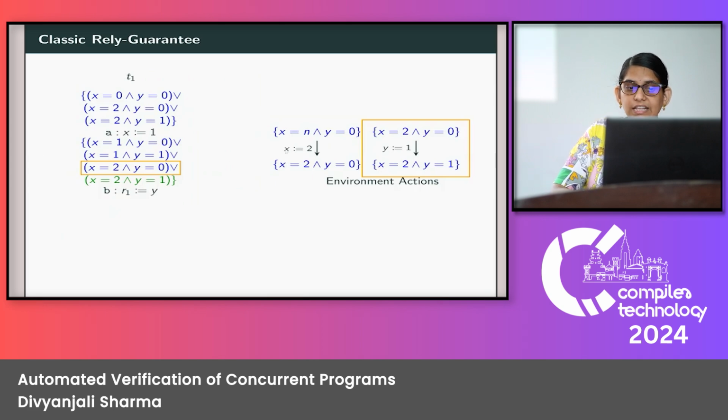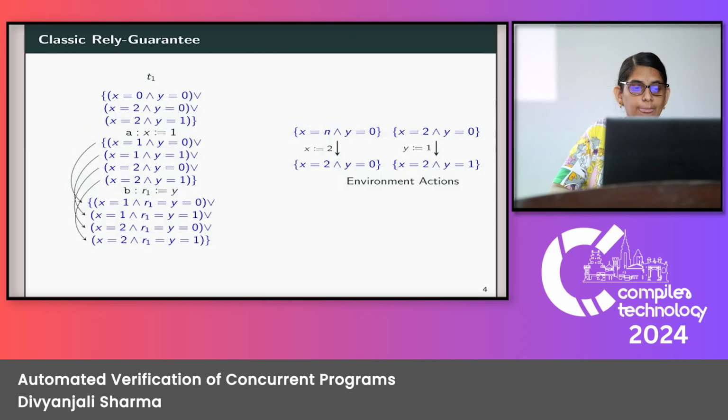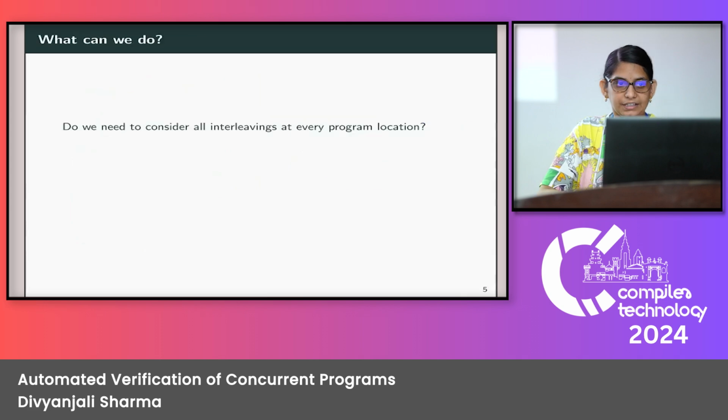This essentially is like considering the interleaving of this instruction at this point, if you look at it intuitively. And finally, we do the same thing with our final postcondition, and this should also be stable with all of the environment actions. So this is the idea of classic rely-guarantee reasoning.